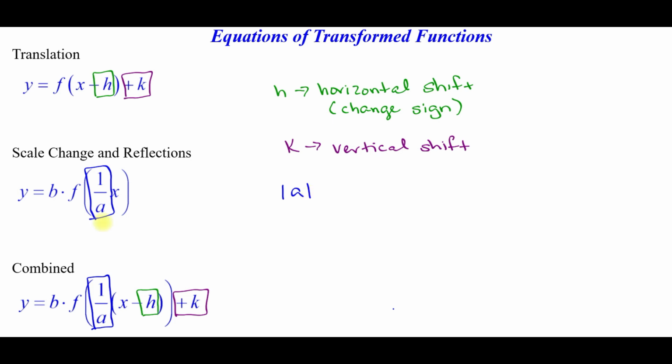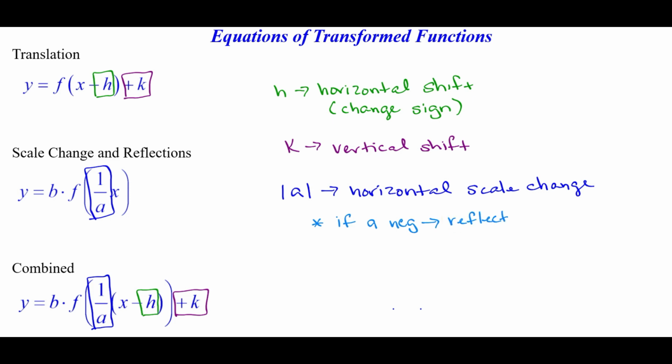And here we have to take the reciprocal of the horizontal scale change number that's in the equation. So the absolute value of a is my horizontal scale change. So this is my stretch or shrink number. And then here, if a is actually negative, then that's going to indicate that we have a reflection over the y-axis. So again, this would be a horizontal flip, flipping left to right. So that's going to be crossing the y-axis.